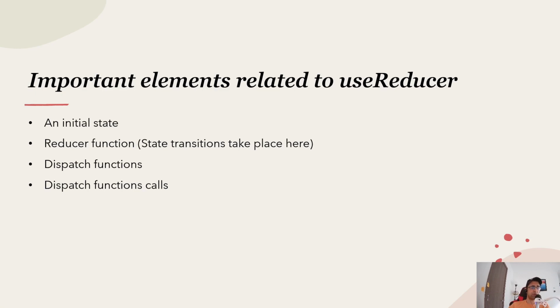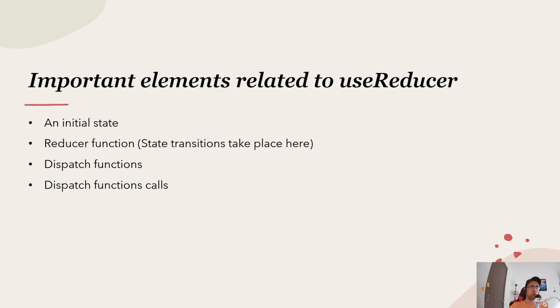Then there is this third element here, the dispatch function. You can imagine that it is some sort of messenger. It dispatches or sends a message or an order to the reducer function, so it will decide what to do with that kind of message or that kind of order. More on that later. And this brings us to the very last one, the dispatch function calls. They're actually the main triggers. They trigger the dispatch function and tell it, hey, it's time for you to dispatch or send this message.